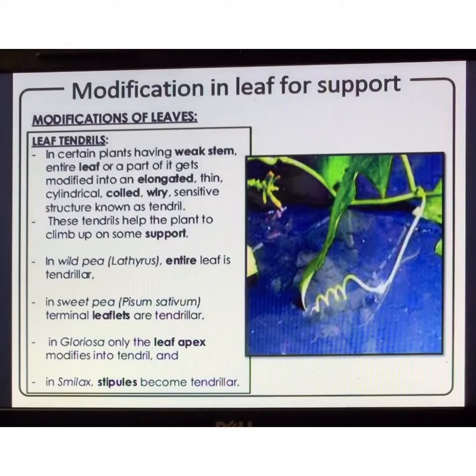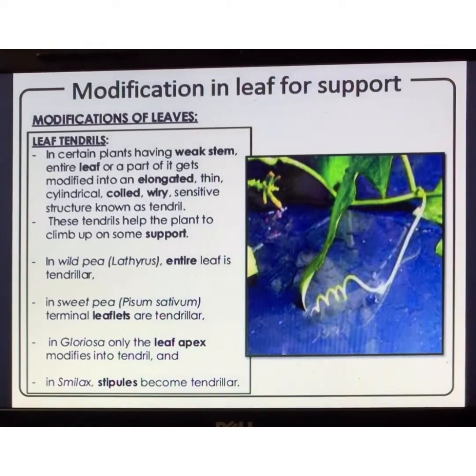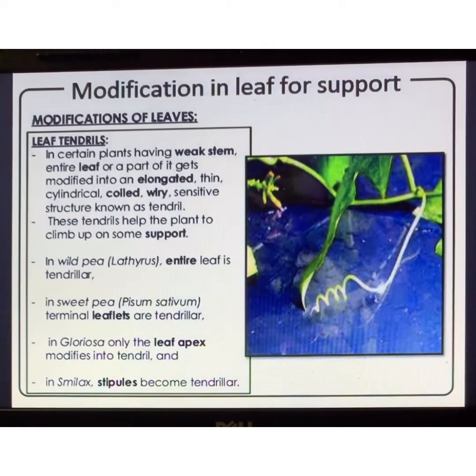Why sensitive? Because it senses touch. The moment it gets a support, the tendril will try to go around the support. That is why sensitive here means that it senses a support and goes around it. Now, these tendrils help the plant to climb up on some support, even your grapevines. In a vineyard, you will see the grapevines all being supported by stick-like structures, and the tendrils take the support of the sticks and the plants grow.